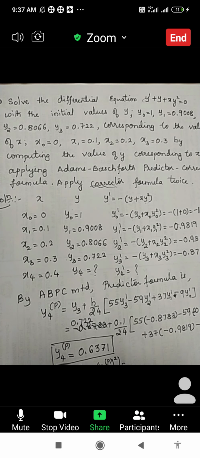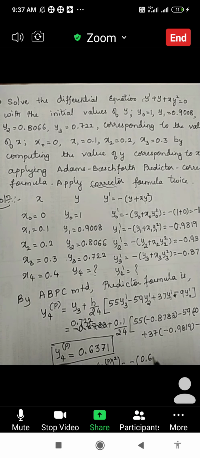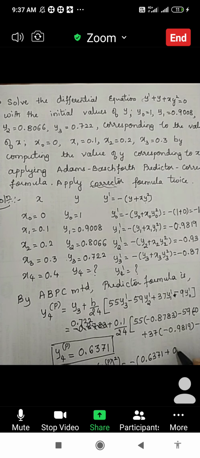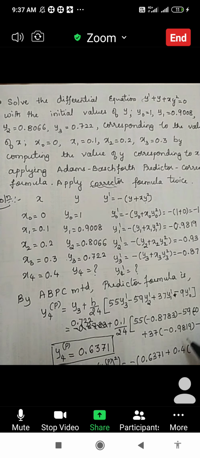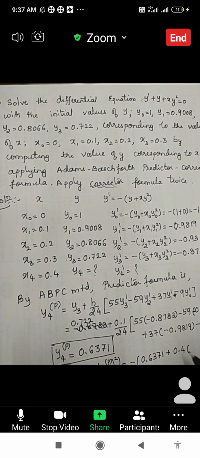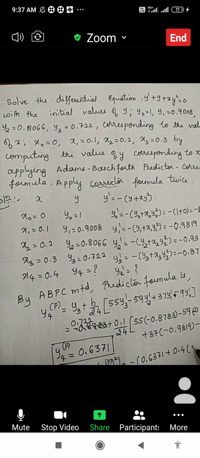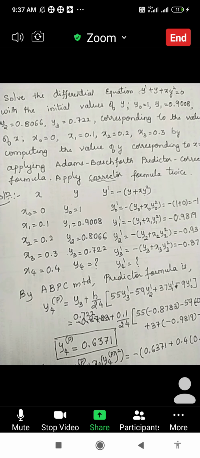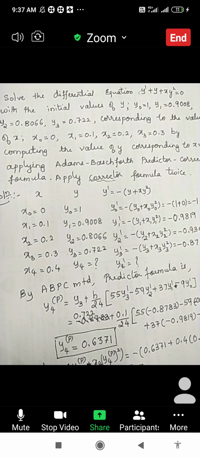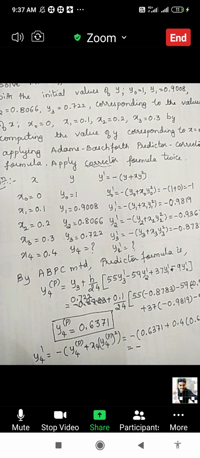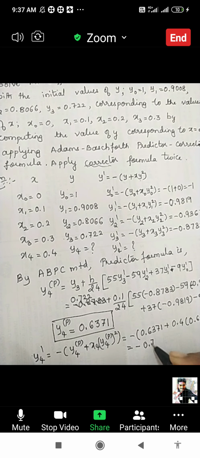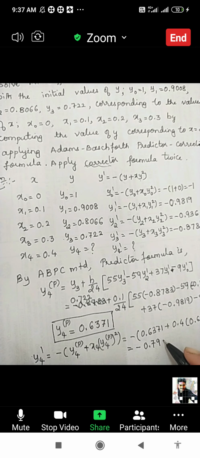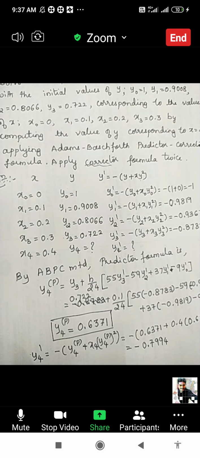Yes, minus 0.6371 plus x4, which is nothing but 0.4, then y4 predicted value 0.6371, the whole square, minus 0.7994.